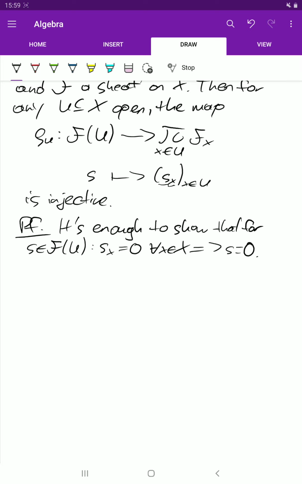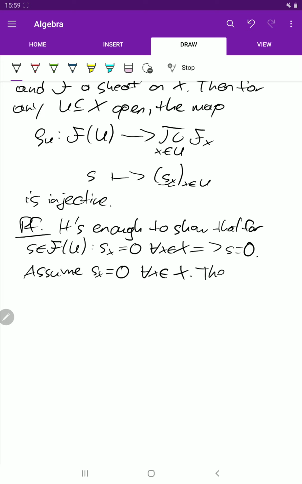So why is that enough? Well, let me just tell you. s_x equals 0 for all x just means that the right hand side is 0, and s equals 0 means that the left hand side also has to be 0. Okay, so let's assume this.